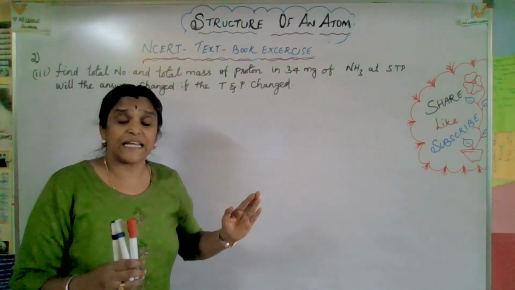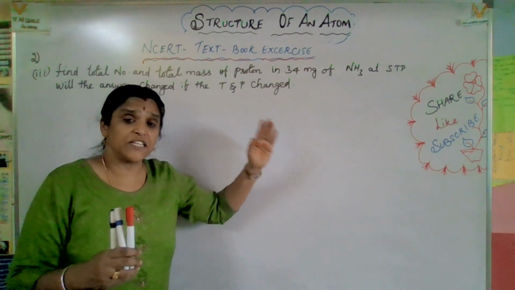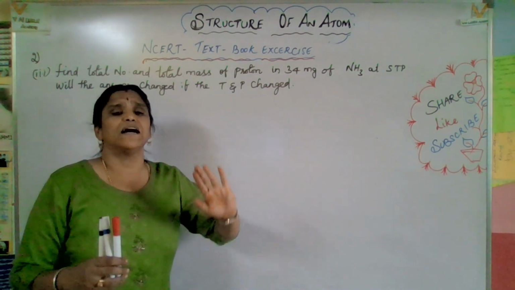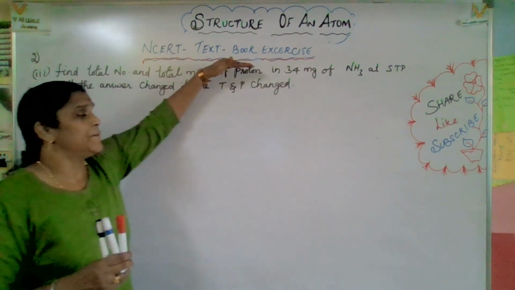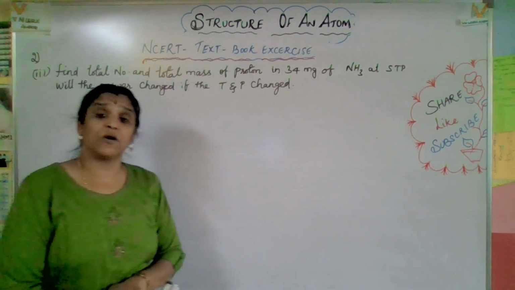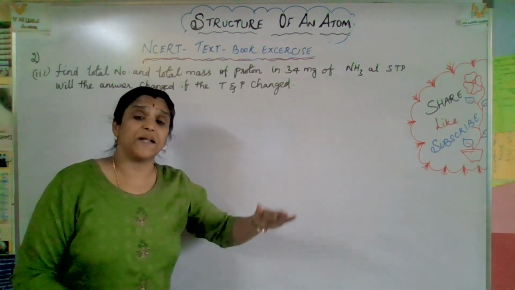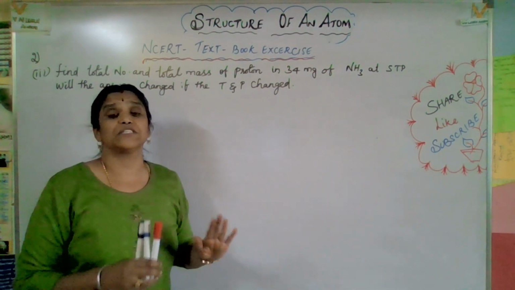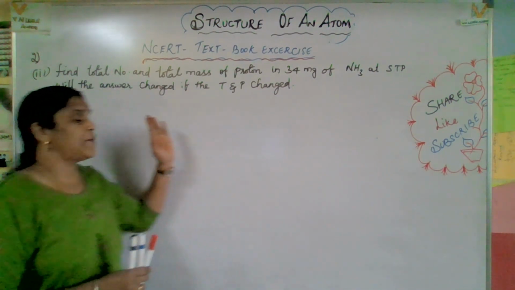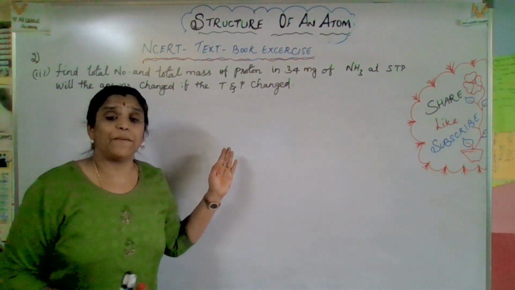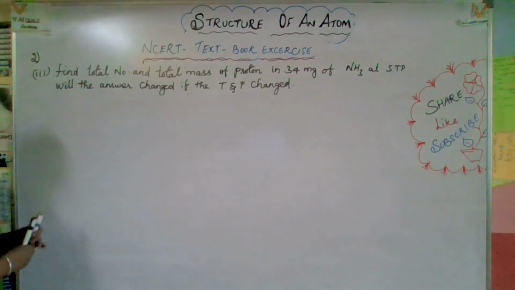Mass actually what it is? Independent. So, even if the temperature and pressure change, mass always will be constant, because in that question they asked about mass. Mass will not change even if the temperature and pressure change. Mass always will be constant. Why? Because mass is independent of temperature and pressure. Come on, let's go for it.